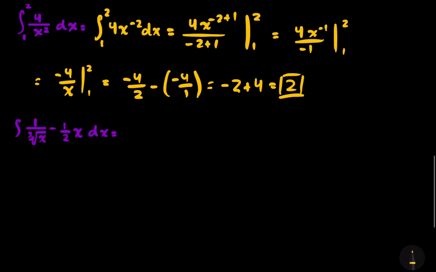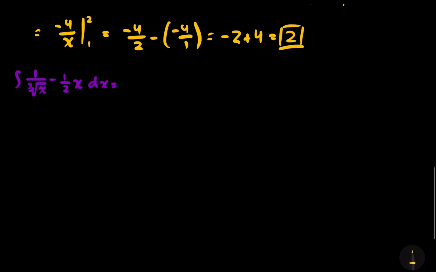And then finally, we're going to go ahead and do an indefinite integral that combines everything we've learned in the past two videos. So we have the indefinite integral of 1 over the cubed root of x minus 1/2 x dx. And so let's go ahead and actually do that. So we're going to rewrite this. We can rewrite 1 over the cubed root of x as x to the -1/3.